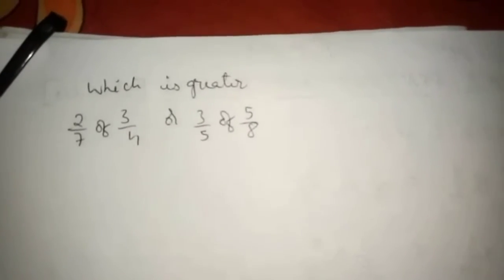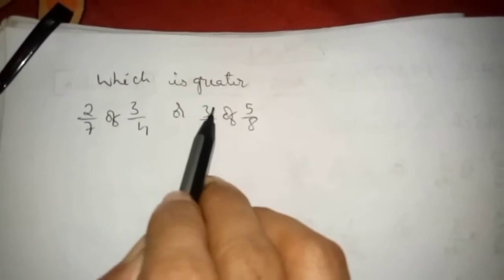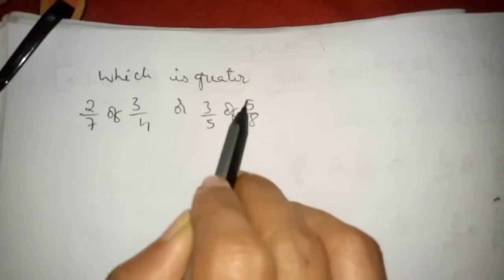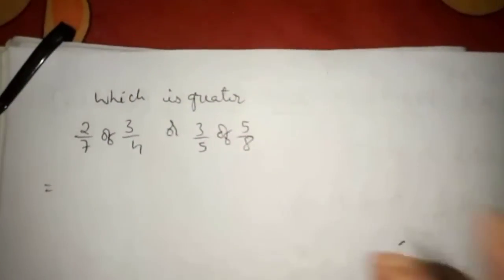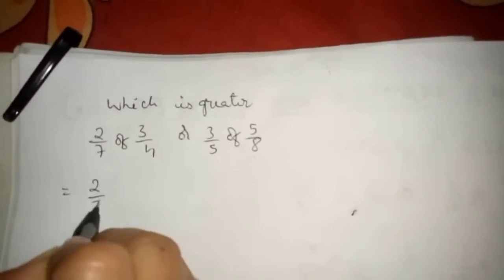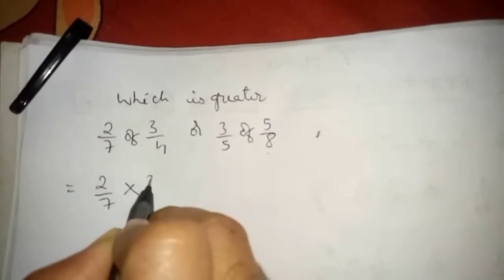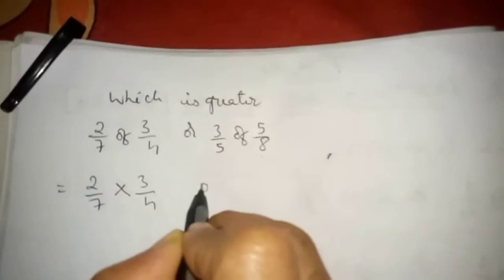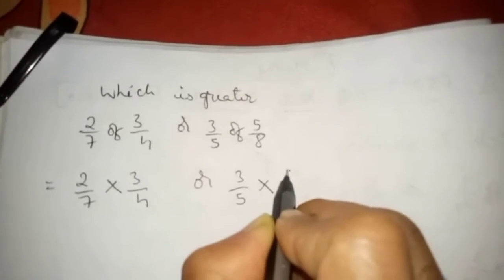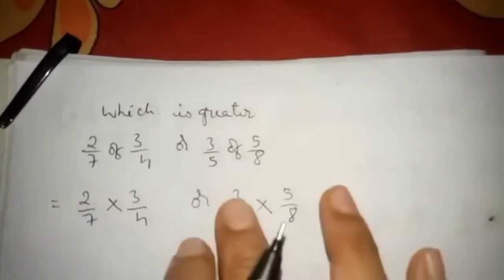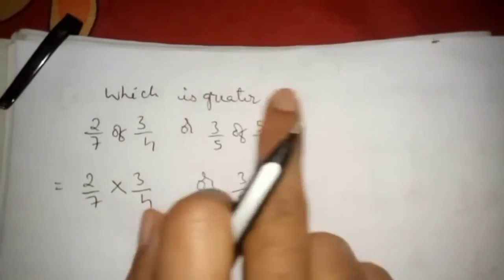Now let us solve one problem. Which is greater, 2 by 7 of 3 by 4 or 3 by 5 of 5 by 8? So how will we write? First we'll write it, then we'll check. 2 by 7 of, as I said, means multiplication. 2 by 7 of 3 by 4 or 3 by 5 of, which means multiplication, 5 by 8. So they have given these two things. You have to say which is greater.